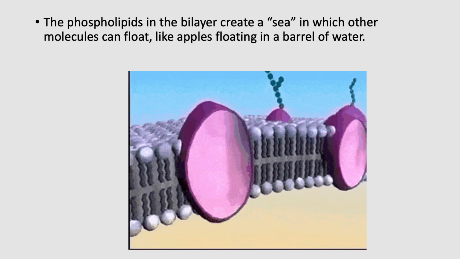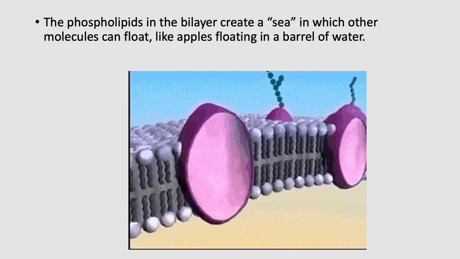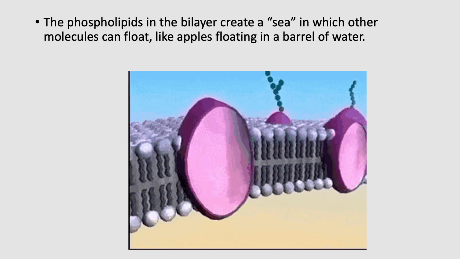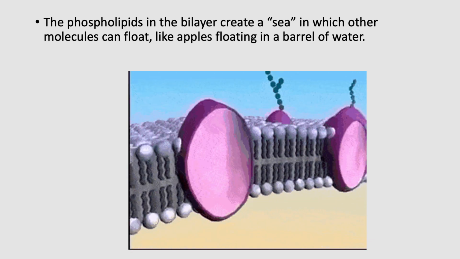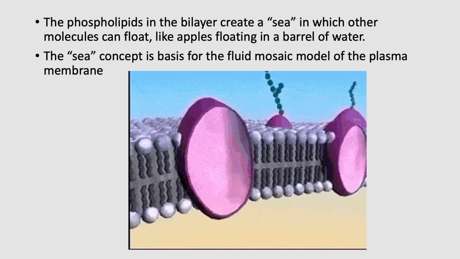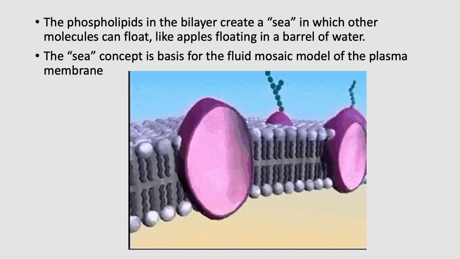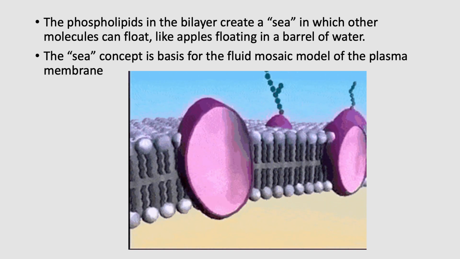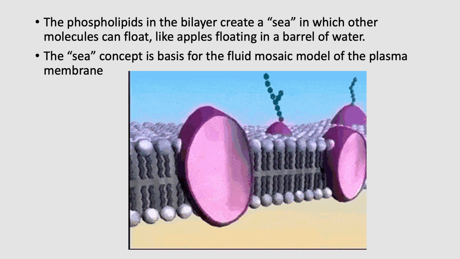And it's almost like waves, where these phospholipids are not necessarily rigid, but almost free flowing. You can kind of compare the phospholipids to apples that are floating in a barrel of water. The sea concept is the basis for the fluid mosaic model of the plasma membrane, which states that the membrane is a free floating structure that is not very rigid.